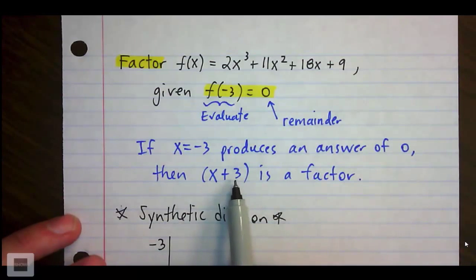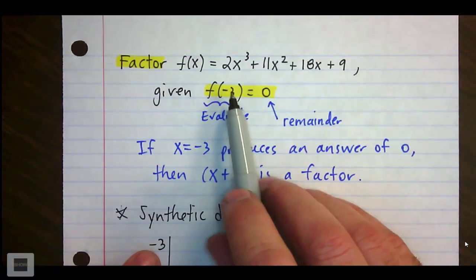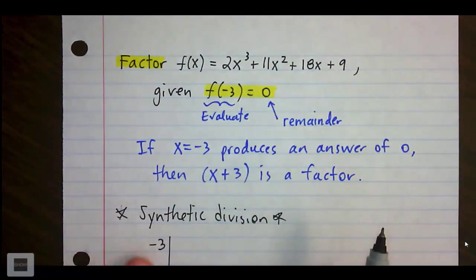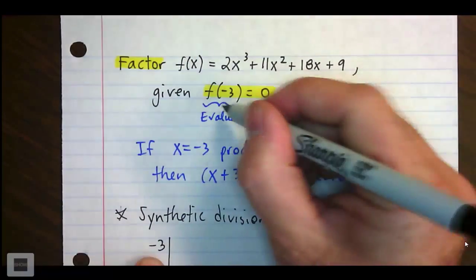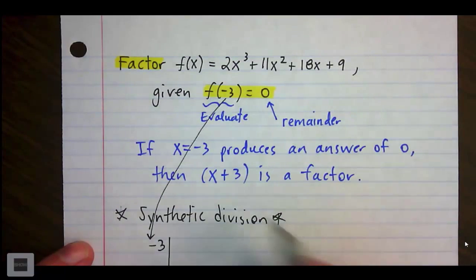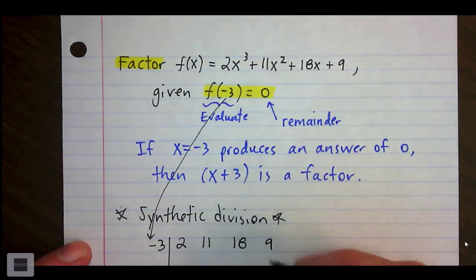Because x plus 3 is a factor, I use the opposite number, because I'm telling you negative 3 will give you a 0. So I use that number. That number does not change. So I'm going to put my polynomial, my coefficients. I got a 2, we have an 11, we have 18, and we have 9.